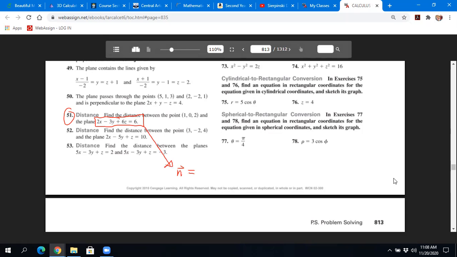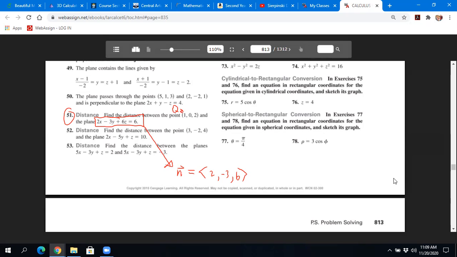Can you extract a normal vector for that plane just directly from the equation? Right, we saw that it's the coefficients of x, y, and z respectively, based on the construction of the formula for the equation of the plane. Okay, and let's call this point Q. So Q equals that.